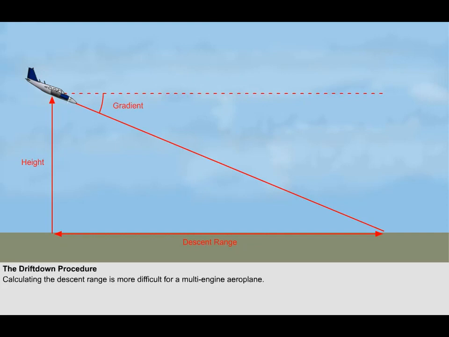Calculating the descent range of a twin-engine aeroplane after engine failure is not as easy as it was for the single-engine aeroplane. For the single-engine aeroplane, to calculate the descent range, it was simply the height of the aeroplane divided by the gradient and multiplied by 100.